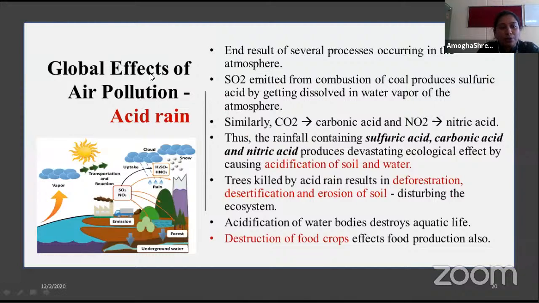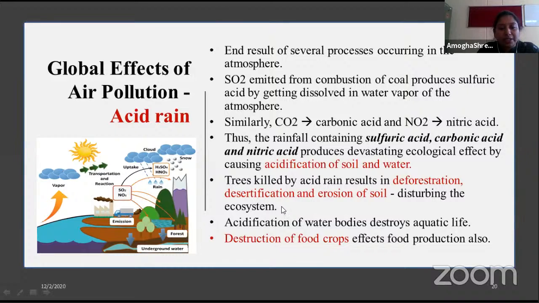So what are the global effects of air pollution? Acid rain. Acid rain is the end result of several processes occurring in the atmosphere. Sulfur dioxide will form sulfuric acid by dissolving in water. Similarly, carbon dioxide will produce carbonic acid and nitrogen dioxide will form nitric acid. Thus, the rainfall containing all three acids, sulfuric acid, carbonic acid, and nitric acid, produces a devastating ecological effect by causing acidification of soil and water.